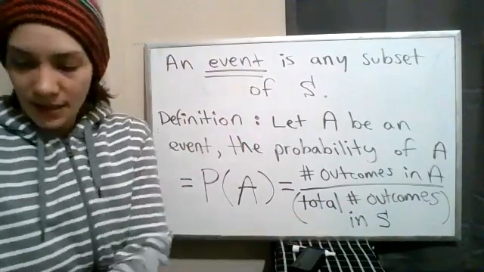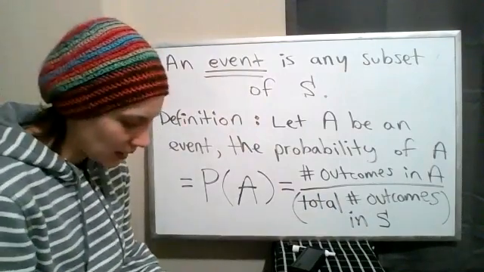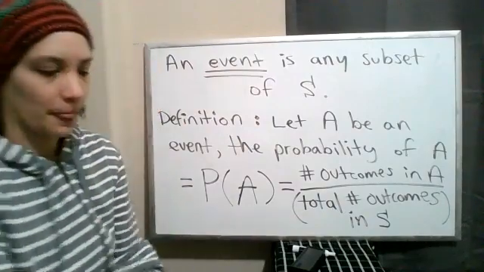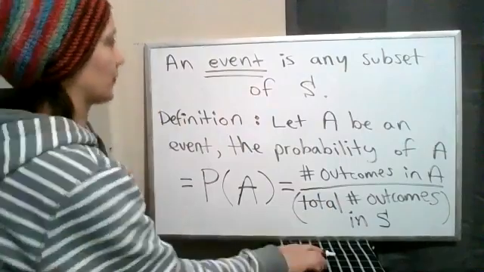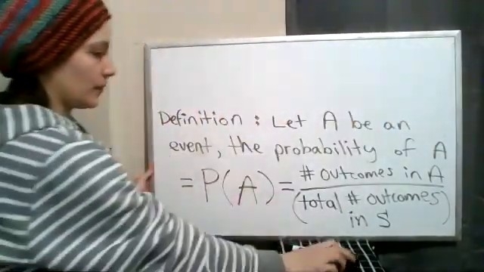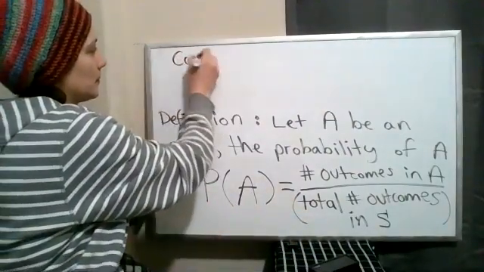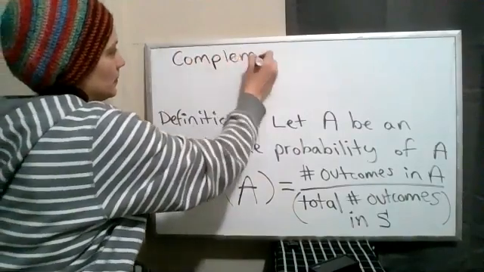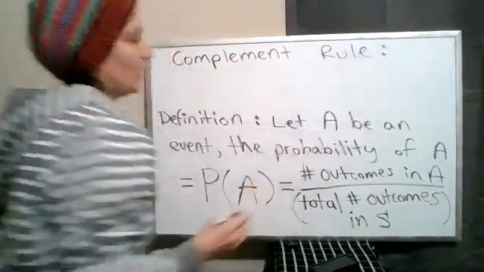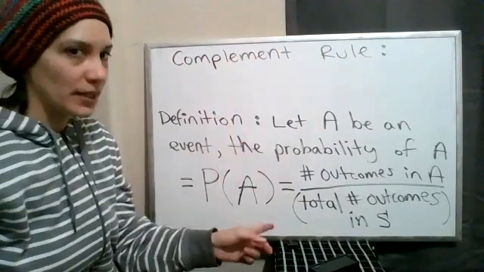What's next? We're going to save examples for after the list. So we're going on to the complement rule. Okay, the probability of A complement is 1 minus the probability of A.